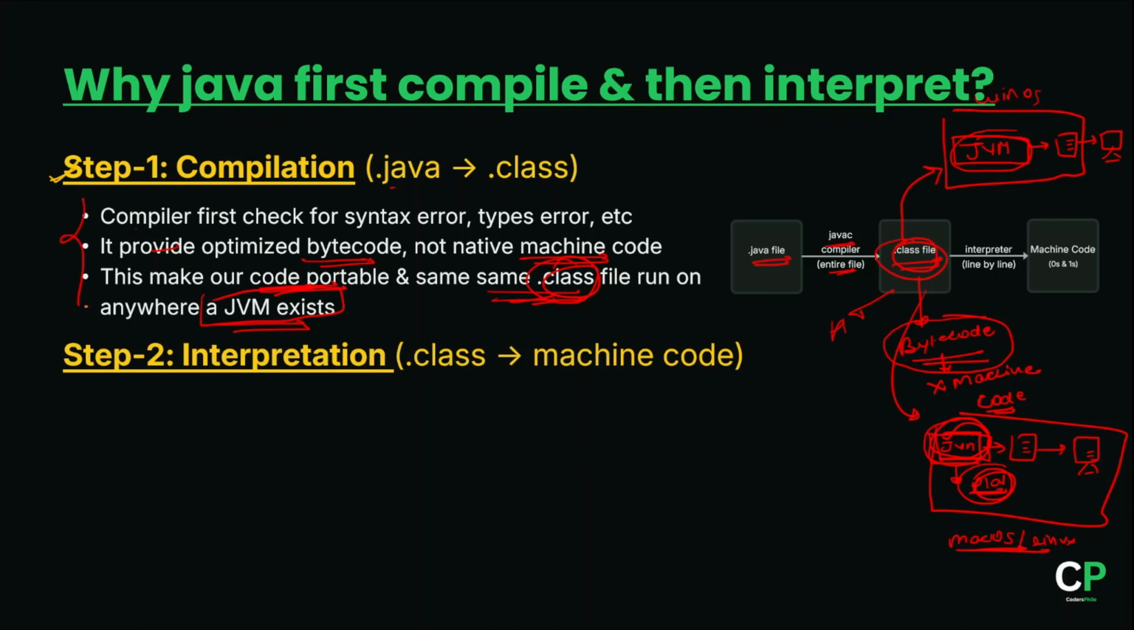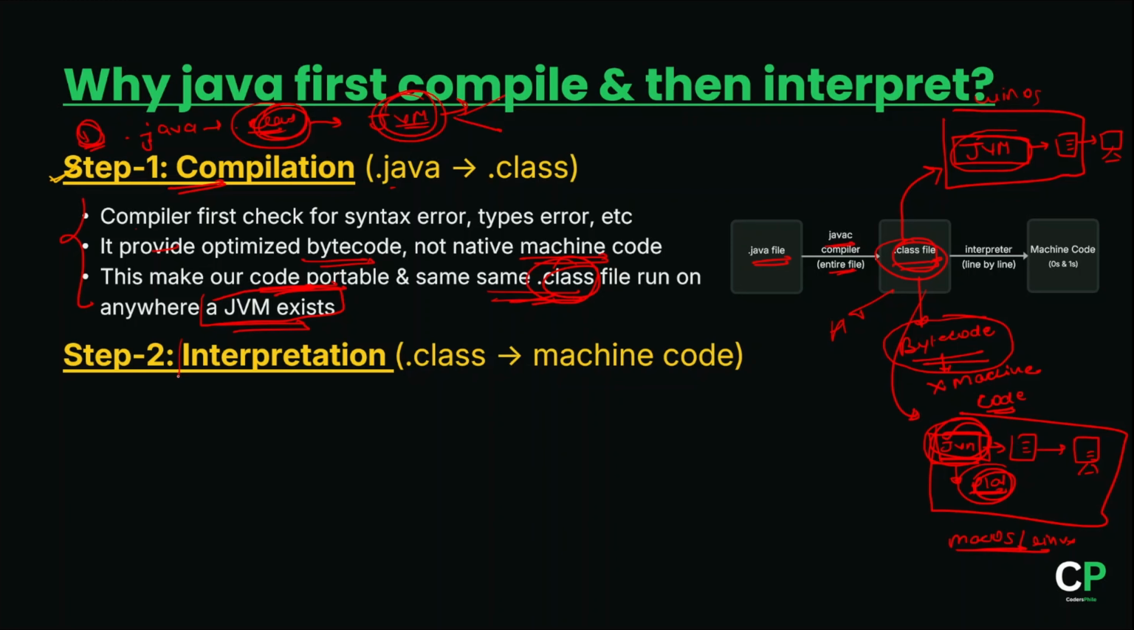So this is step number one. In step number one, the compilation will be done, in which the .java file is converted into the .class file, and this .class file is platform independent because it can run anywhere a JVM exists. But the JVM is platform dependent. It is different for different OS.